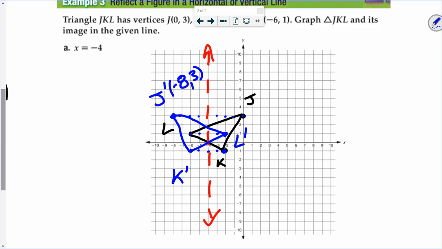So again, I just counted how many units I was away from the line of reflection and moved it to the other side. The coordinate plane is certainly a little easier than using that straight edge.